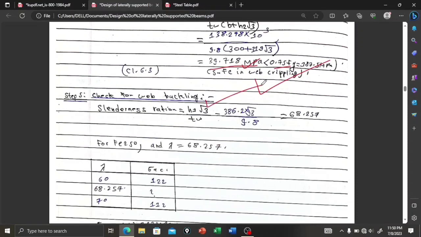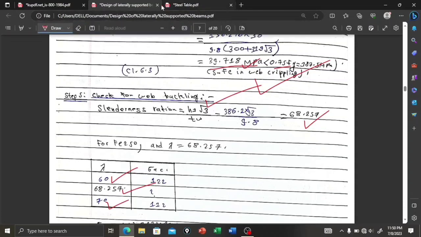Now in buckling, the slenderness ratio is h1 divided by T W into root 3. So the slenderness ratio is 68.257, which lies between 60 and 70. It is in table 5.1.